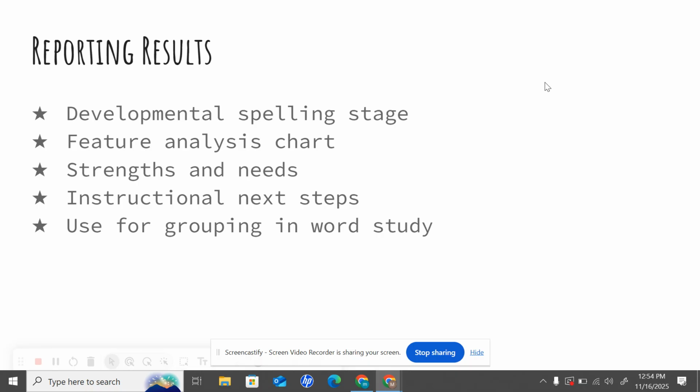So when reporting results, I would summarize the student's developmental stage. I would include specific features that they mastered or struggled with, and instructional implications, like what that can mean for me as the educator. Many teachers use this data to form maybe word study groups, design targeted mini lessons, and definitely to track student progress over time as well.